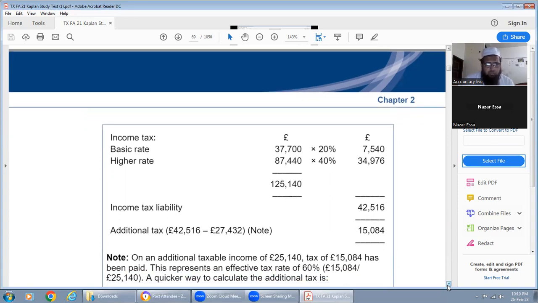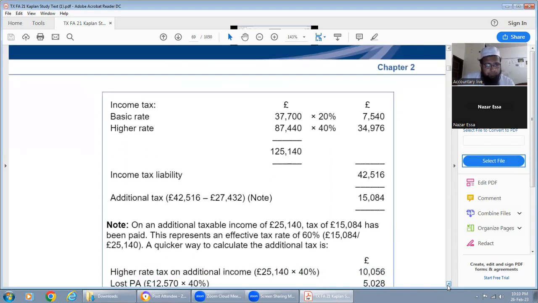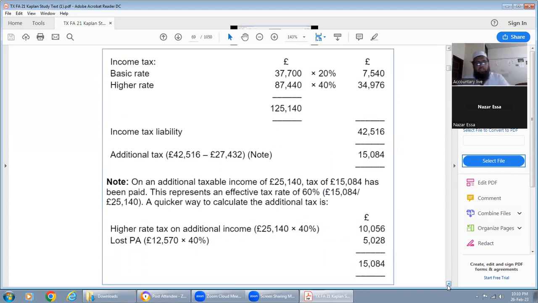So on additional taxable income of 25,000, tax of 15,000 has been paid. So the effective tax rate is 60%. For 25,000, she's paying 15,000 tax. To calculate in a quicker way how we can calculate higher rate tax on additional income, that is 25,140 multiplied by 40%.